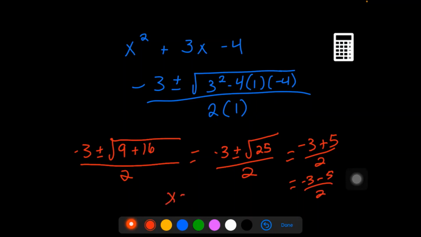So, x equals negative 3 plus 5 is 2. 2 divided by 2 is 1. And x equals negative 3 minus 5, which is negative 8. Negative 8 divided by 2 is negative 4. So x equals negative 4 and x equals positive 1 is the solution to this quadratic.